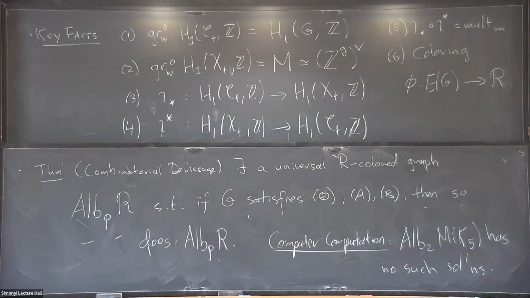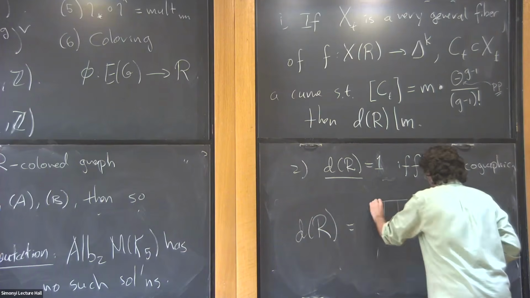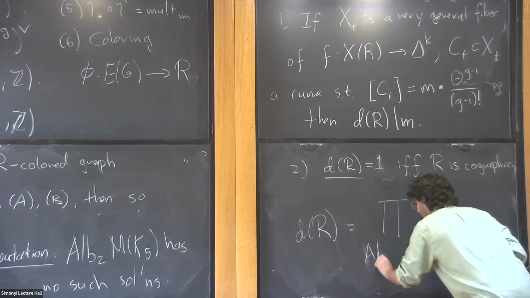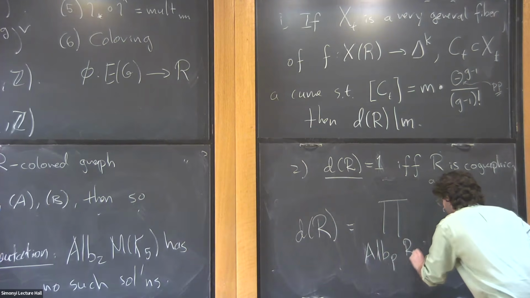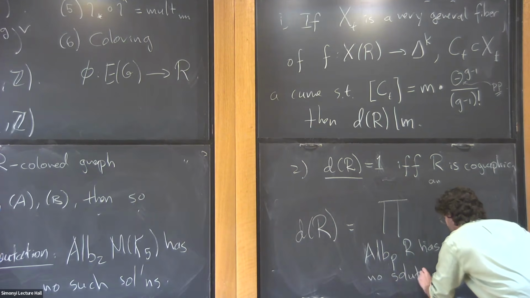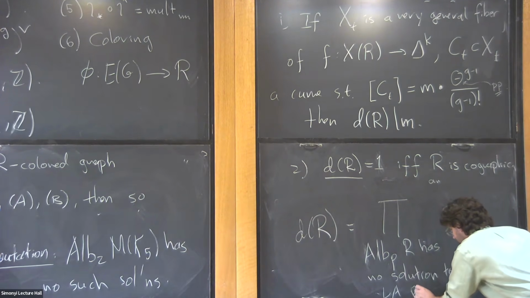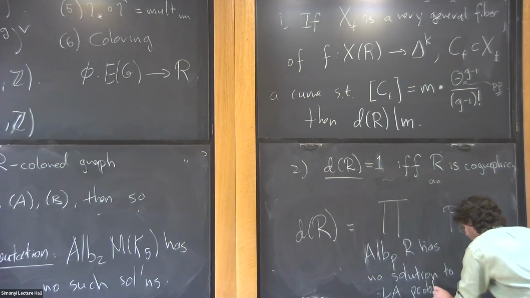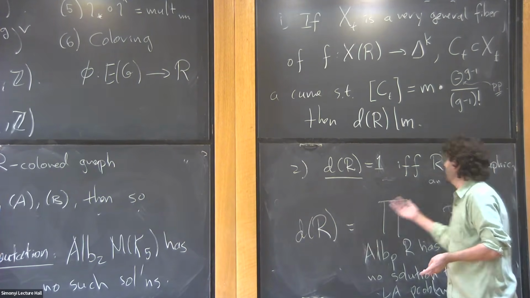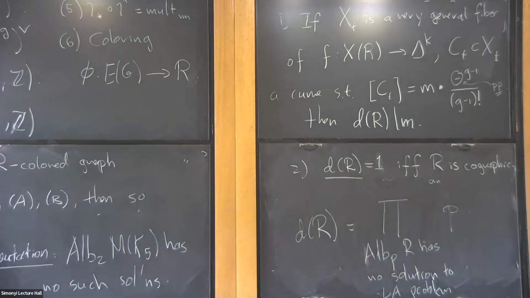And then just to define the invariant, because I didn't define it, it's the product over all primes P such that the Albanese graph mod P of R has no solution to the linear algebraic problem. So by virtue of its definition, it necessarily divides any algebraic multiple of the minimal Kerr class.